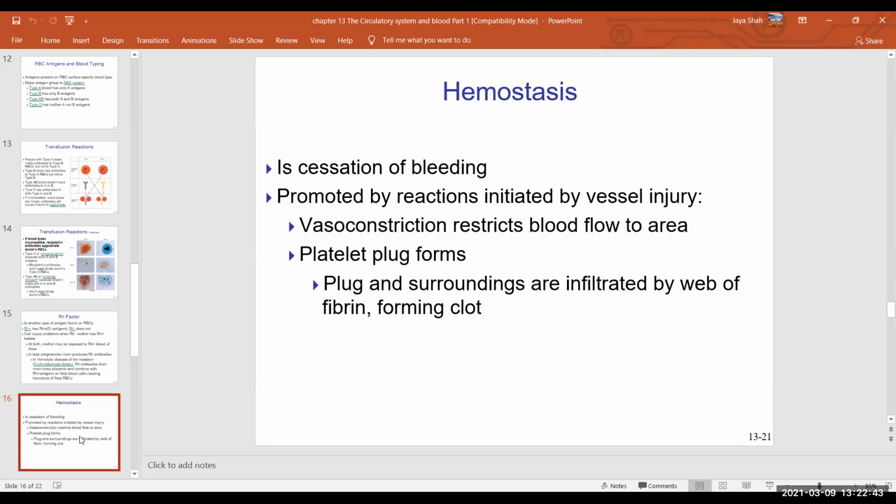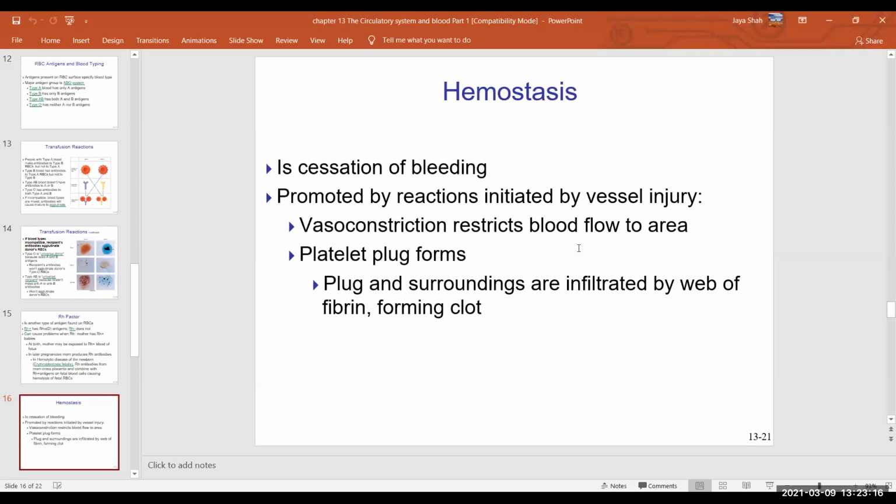So when a blood vessel is cut, in the wall of the blood vessel there are 3 layers. Outermost is tunica externa, middle is tunica media, and innermost is tunica intima, which is simple squamous epithelium with some collagen fibers under it. So when there is a cut, collagen fiber is exposed, and that starts the clotting reactions. After that there is blood vessel constriction, and that reduces the blood flow.